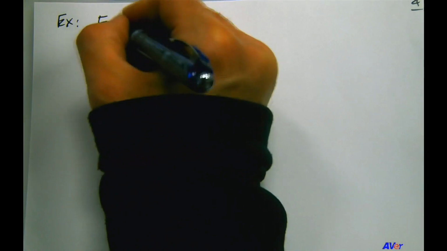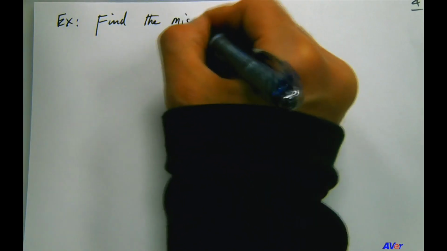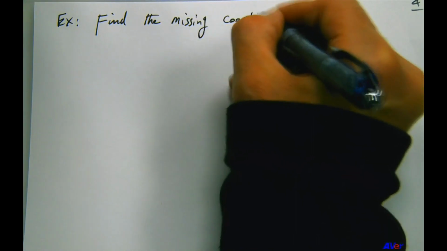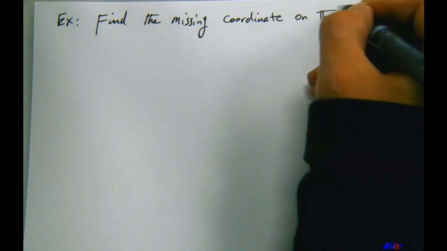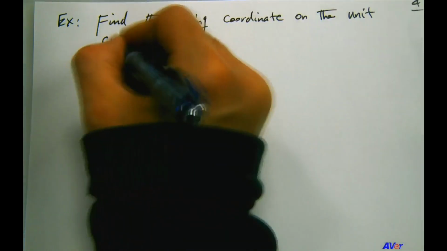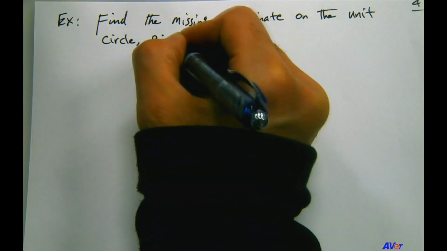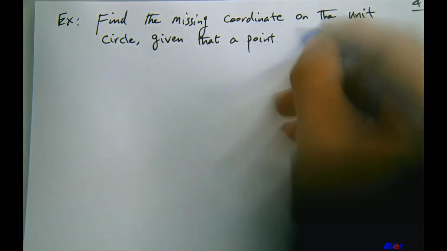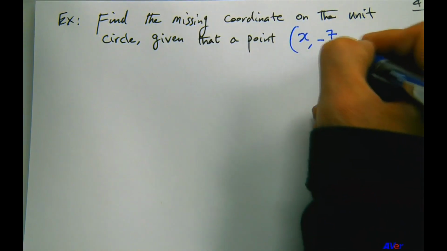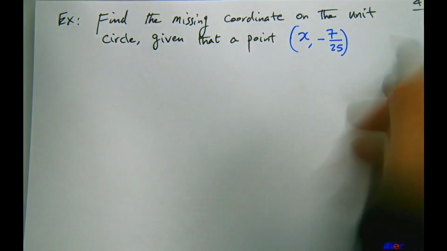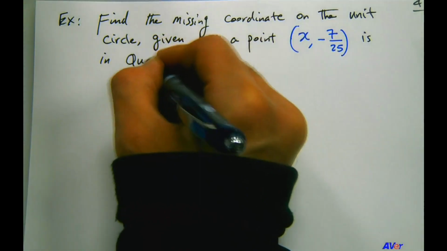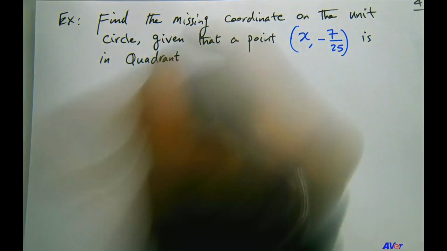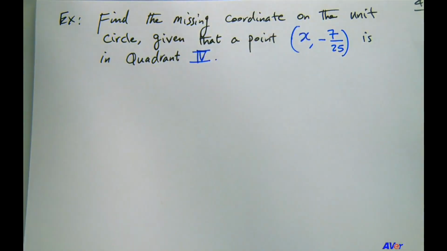in solving problems. So suppose we want to find the missing coordinate on the unit circle, given that a point (x, -7/25) is in quadrant 4. Quadrant 4. Okay.